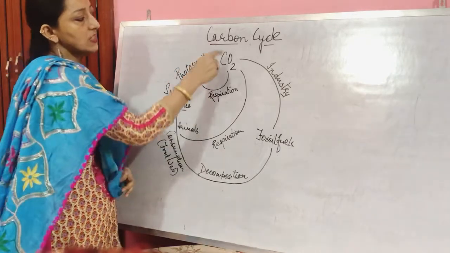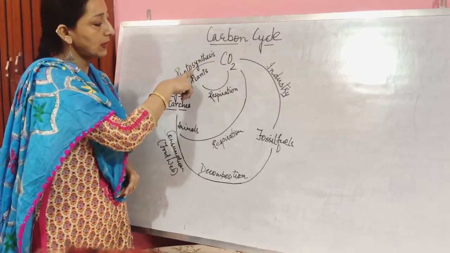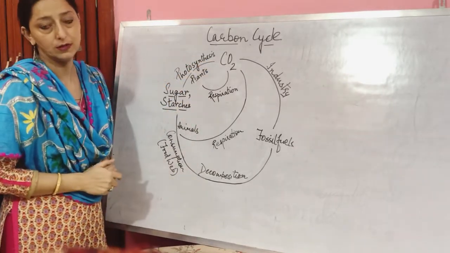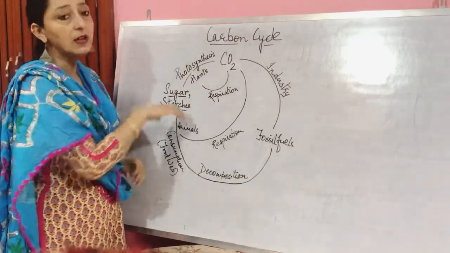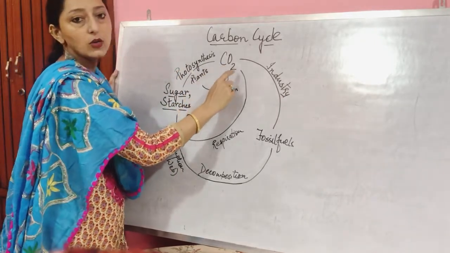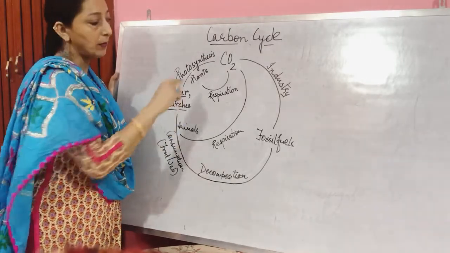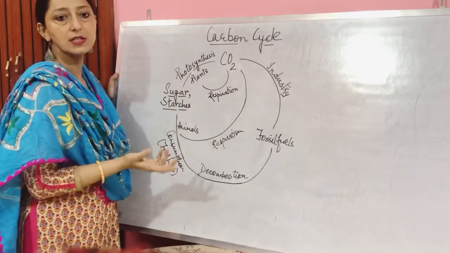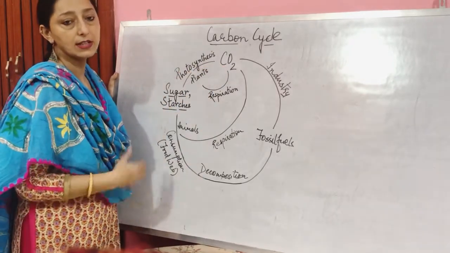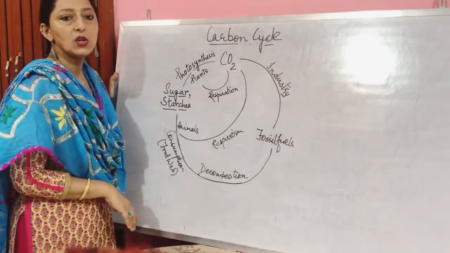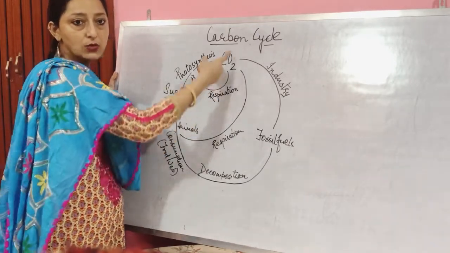First of all, atmospheric carbon enters the plant. How is it entering the plant? Plants prepare food for themselves by the process of photosynthesis. So atmospheric carbon enters the plant in the form of carbon dioxide, and it is converted into carbohydrate, that means starch, by the process of photosynthesis. Photosynthesis is a process in which green plants prepare their own food by taking the raw materials, carbon dioxide and water. Carbohydrates are the carbon compounds which are passed to other organisms.